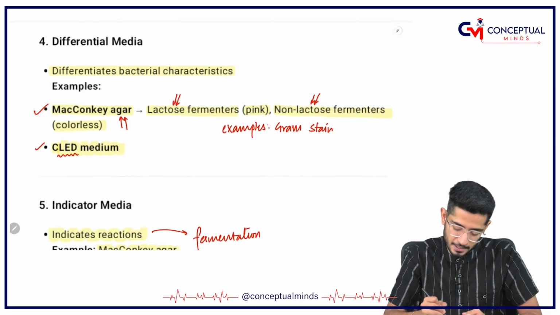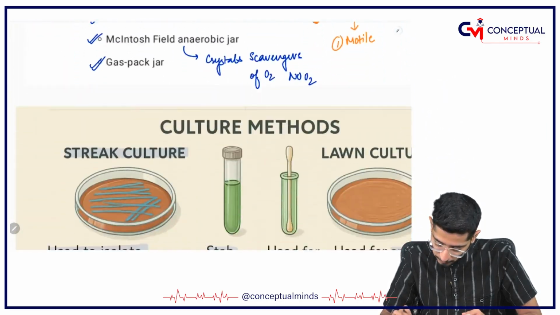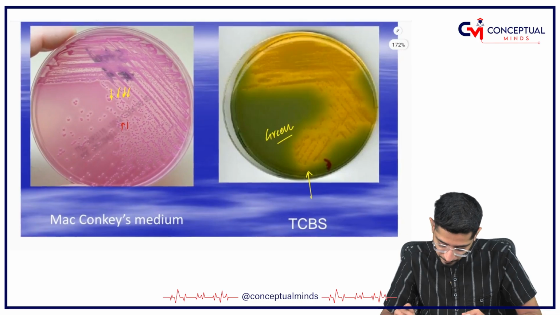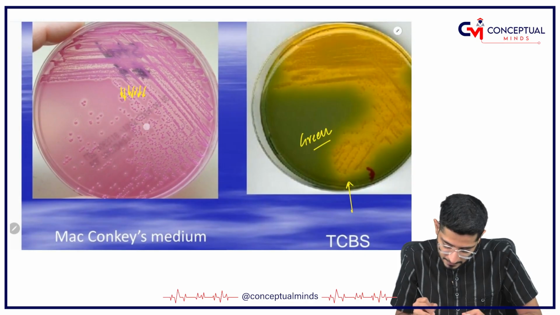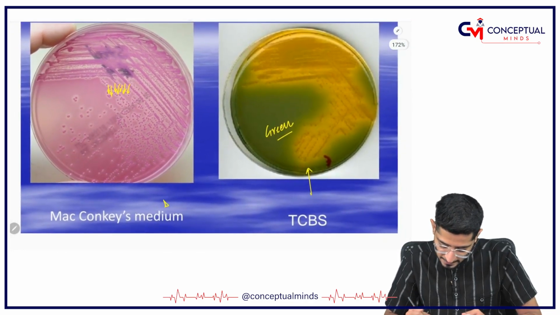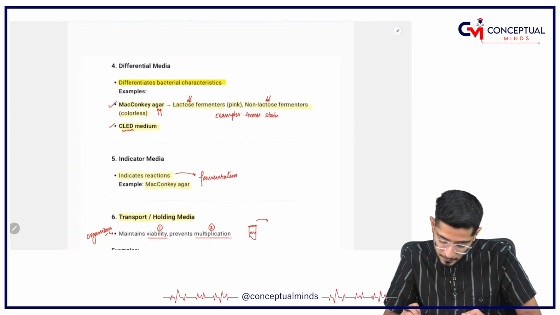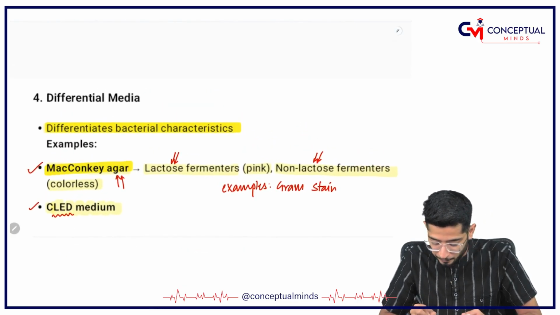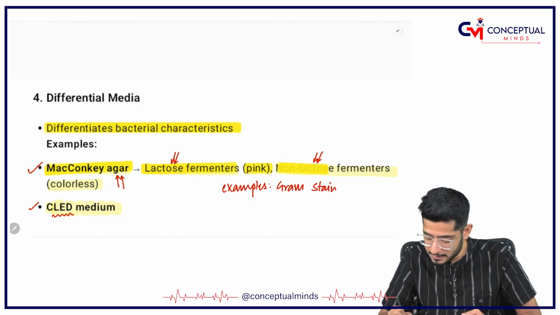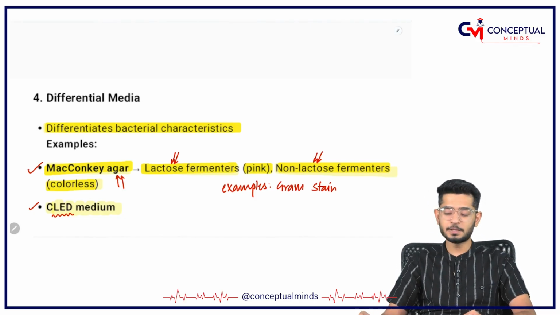Coming on to differential media. Differential media means it differentiates between the characteristics of bacteria. Let me give you a beautiful example by this picture. Can you see the pink organisms? Which media is this? MacConkey media. So you have seen pink colonies on MacConkey. This is a differential media. That means on MacConkey agar, the lactose fermenters are pink, whereas non-lactose fermenters are colorless.